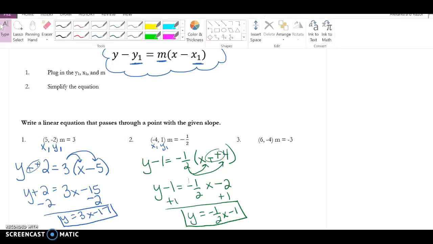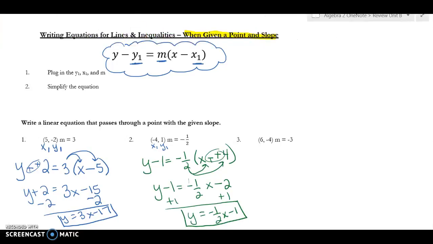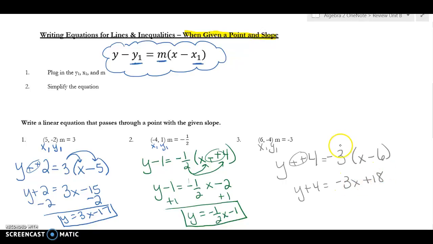All right, last problem, same idea. You should try it yourself, and when you think you have it, press play to see how you did. And so you should have done x1, y1. So y minus -4 equals -3 x minus 6. 2 negatives become a plus. So -3x plus 18, because a -3 times a -6 gives me a plus 18. And I minus 4 on both sides.